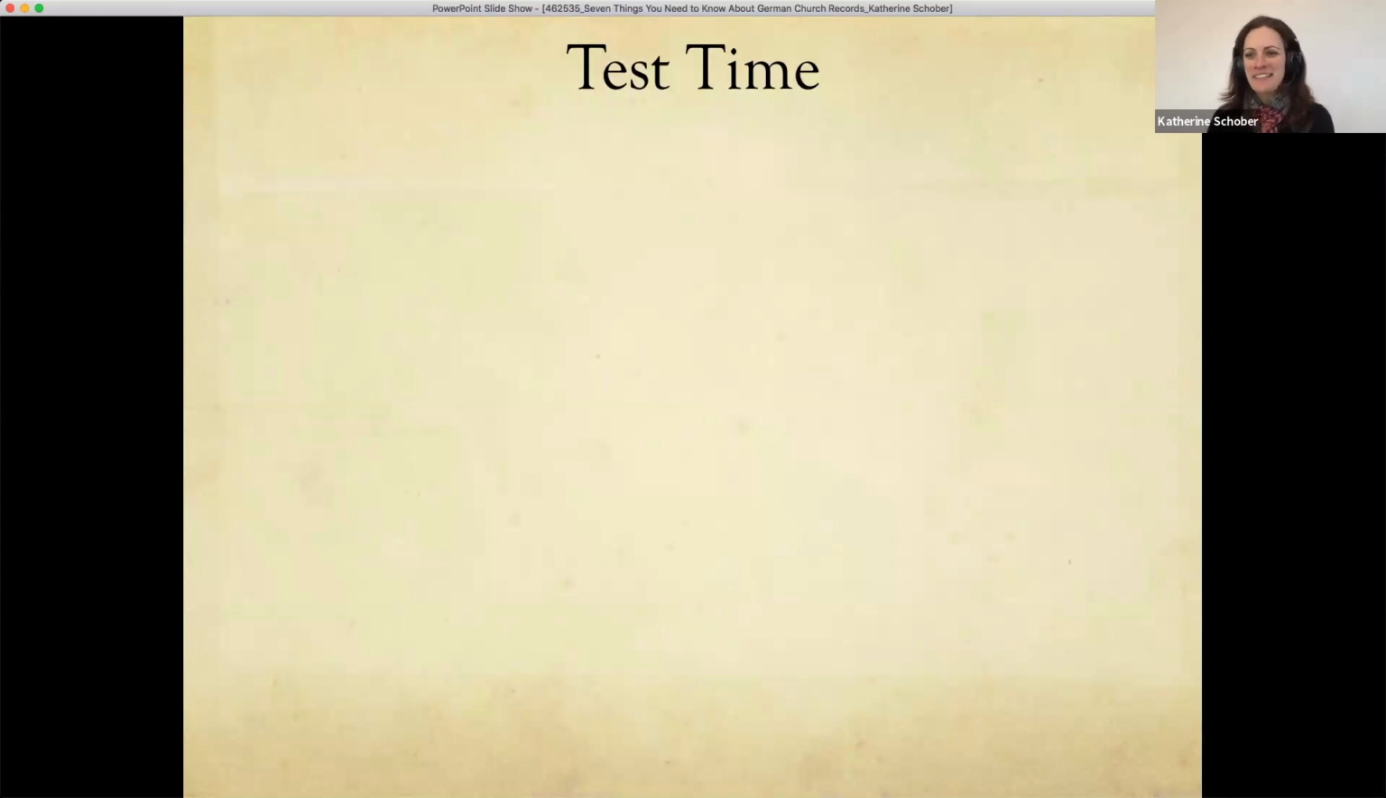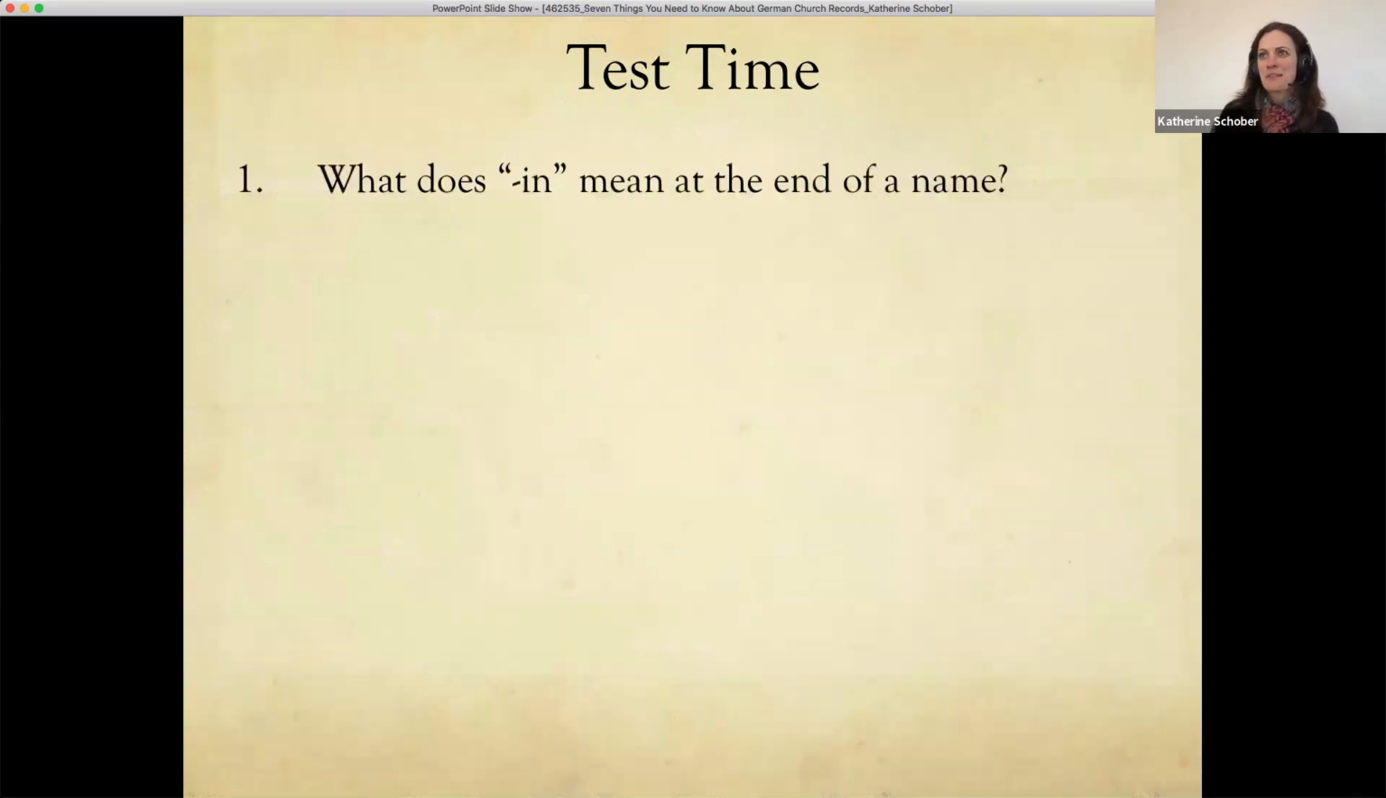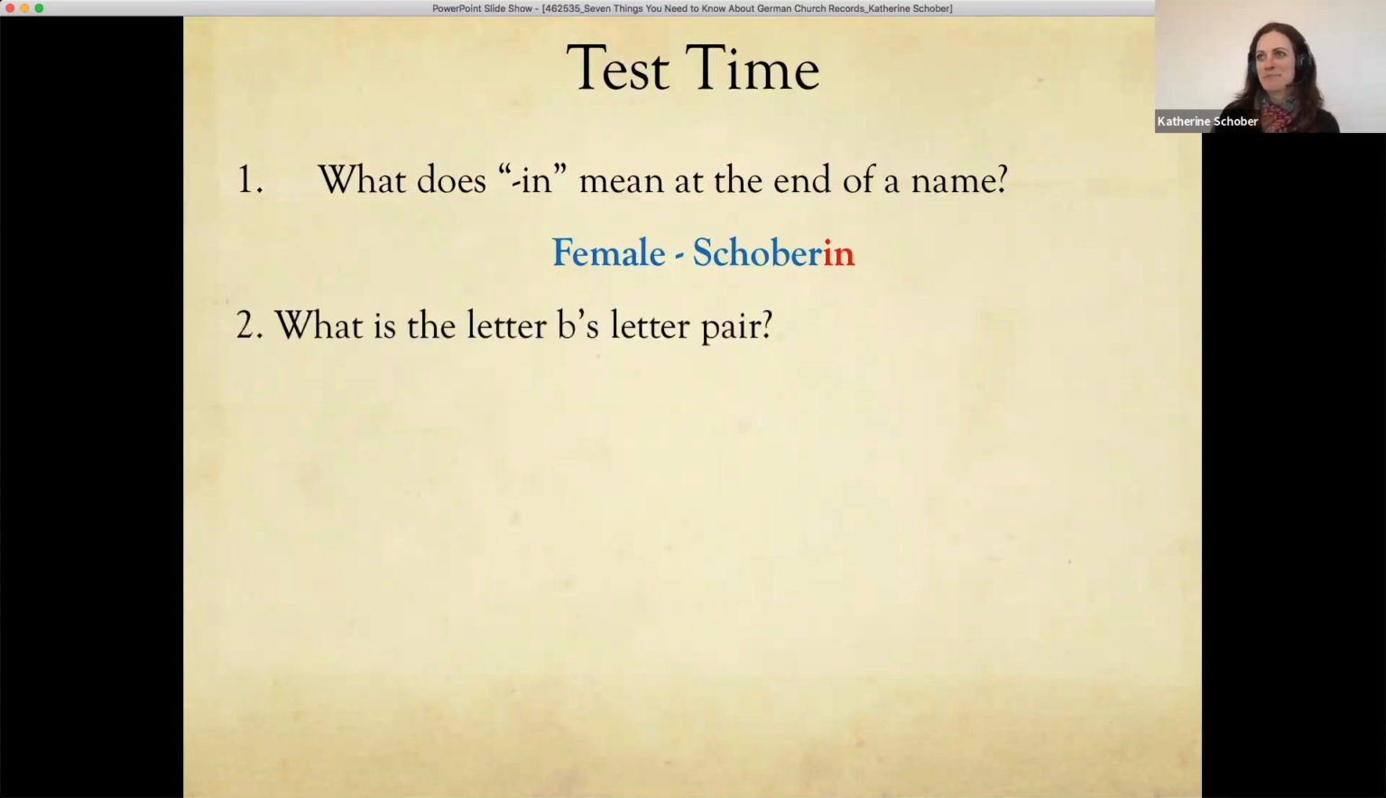And now I always like to finish up my classes with a test so we can see how much you've learned. So hopefully you watched both parts 1 and 2, because this is a little review of both parts. So number 1, what does IN mean at the end of a name? If you guessed female, you are right. Remember, just take that IN off. All it means is that your ancestor was a female with that last name.